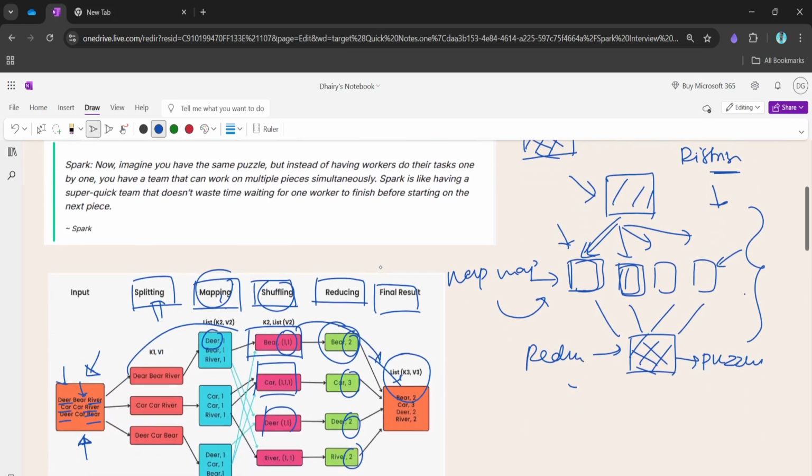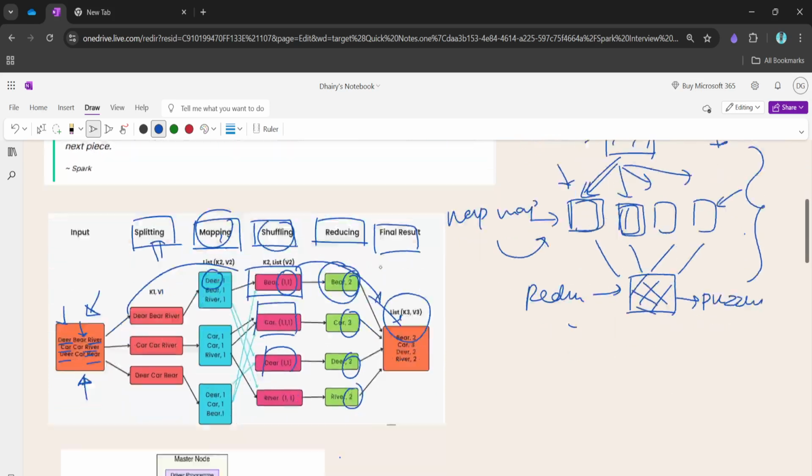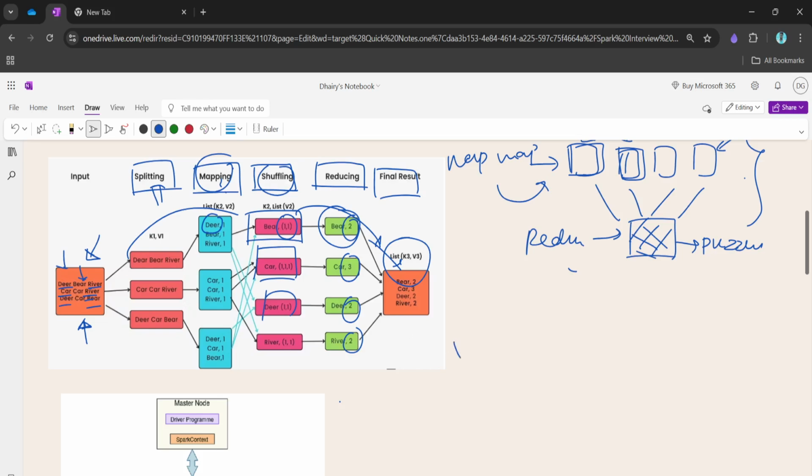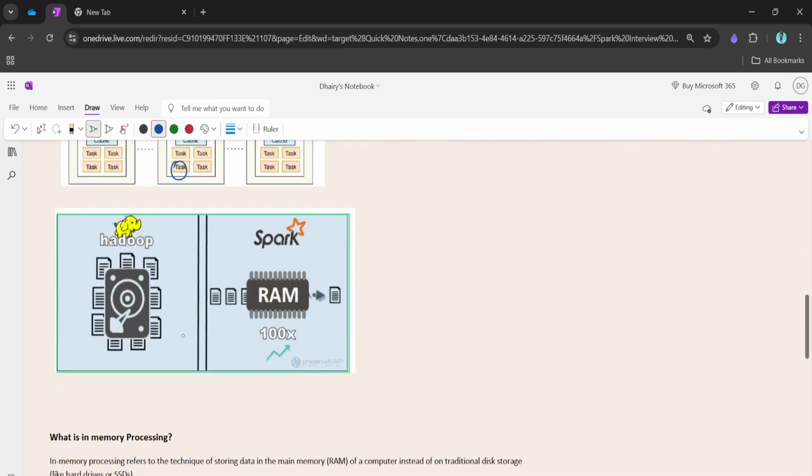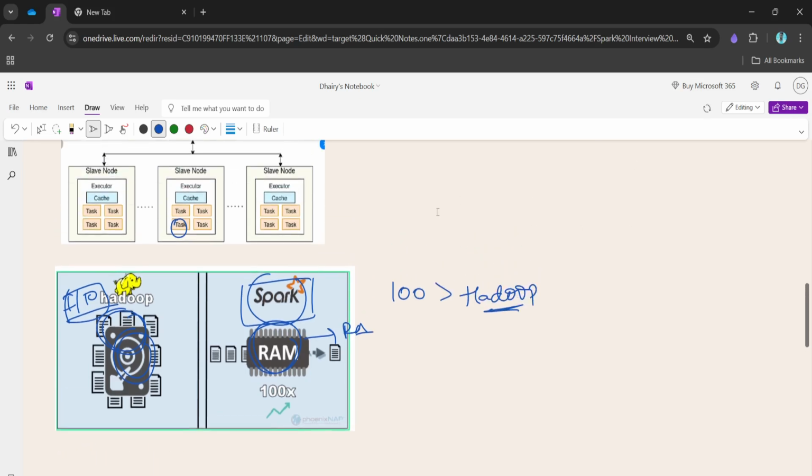But let's talk about how Spark works, right? And one more thing: all these things are happening on disk. This can be a hard drive, or it can be an SSD, right? In Hadoop, the read-write or input-output operations happen through the disk, but in the case of Spark everything happens in RAM, random access memory. That's why Spark is like 100 times faster than Hadoop. Got it? You can answer like this. Now let's see the reason why it is faster.